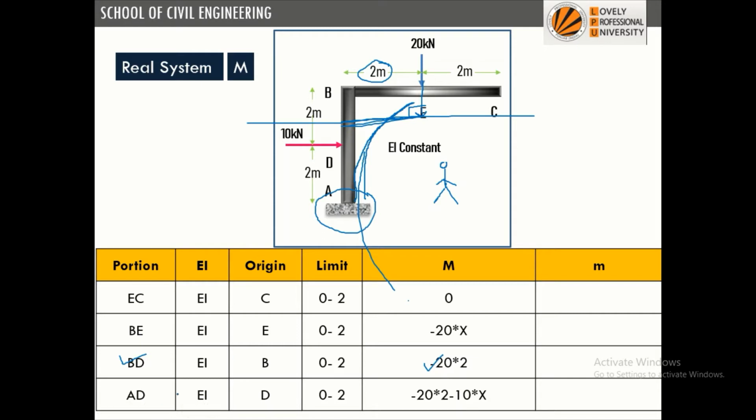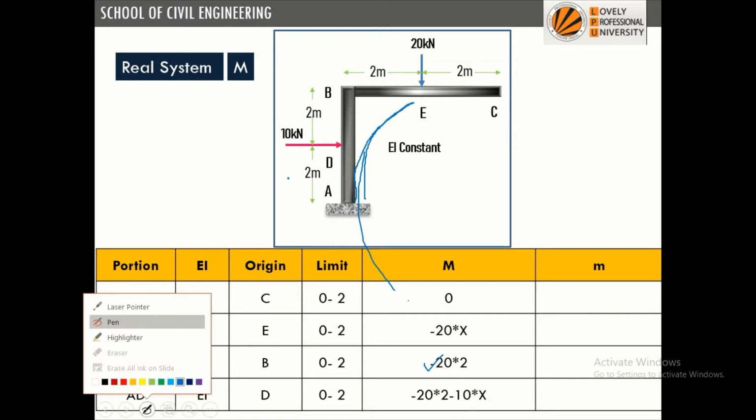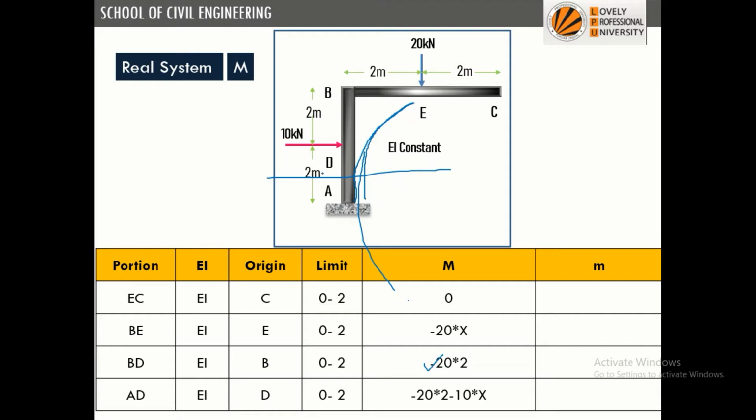The last part is the portion AD. Again the member is vertical, so we cut a horizontal section, and either we'll consider the forces above the section or below the section. We'll consider the forces above the section. That means from D, the section is at a distance x. What will be the moment of this force? It will be 10 into x. What about the moment of this force about this point? This is the perpendicular distance, so it will be 20 into 2.